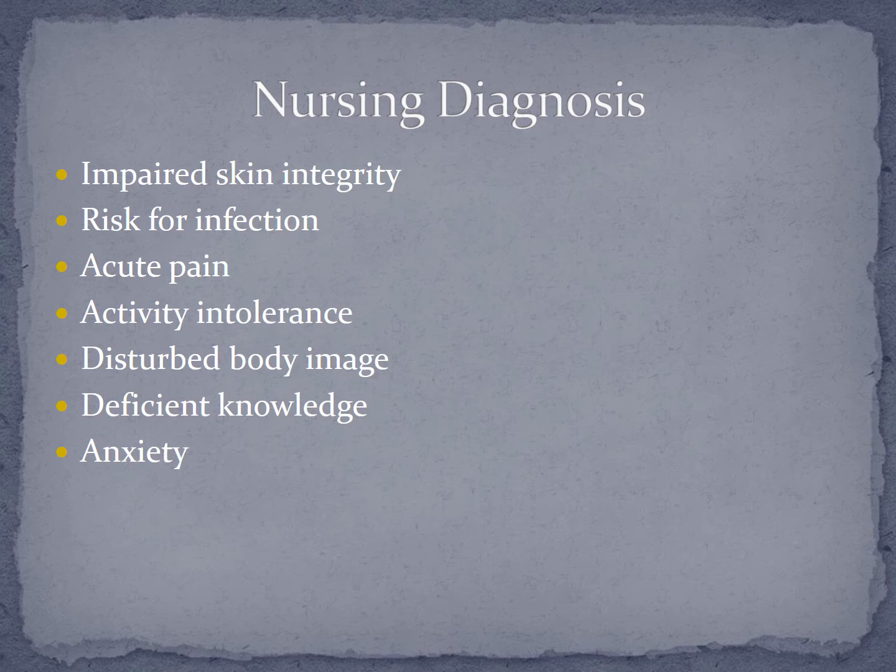Nursing diagnosis: risk for impaired skin integrity because their tissue is broken. Risk for infection because they are at a risk for infection if they have a wound. Acute pain, activity intolerance, either because of the pain caused by the wound or maybe because of where the wound is at. If it's on their abdomen or on the bottom of their foot, they might not be able to do a lot of activity.